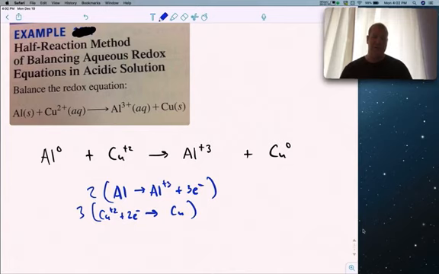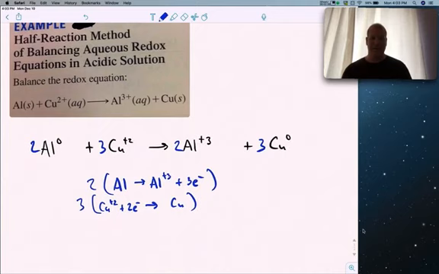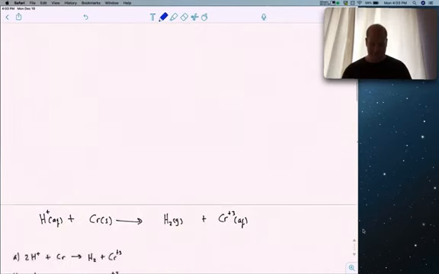So electrons can't just be freely hanging out. So then you go to the top and you balance it like this. And like I said, the 2 aluminums will generate 6 electrons, and the 3 coppers will consume 6 electrons.